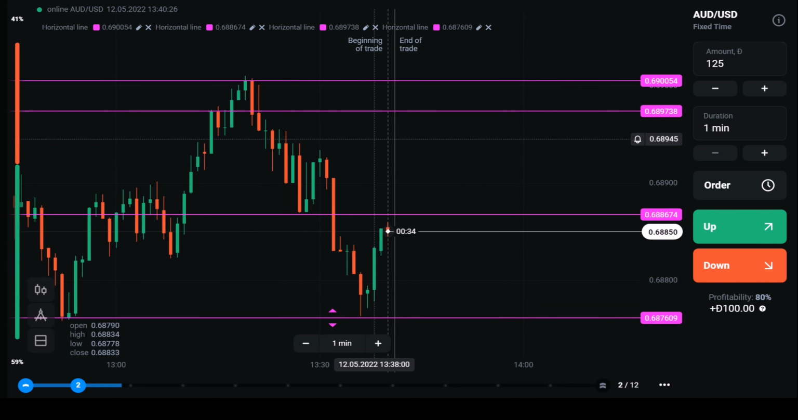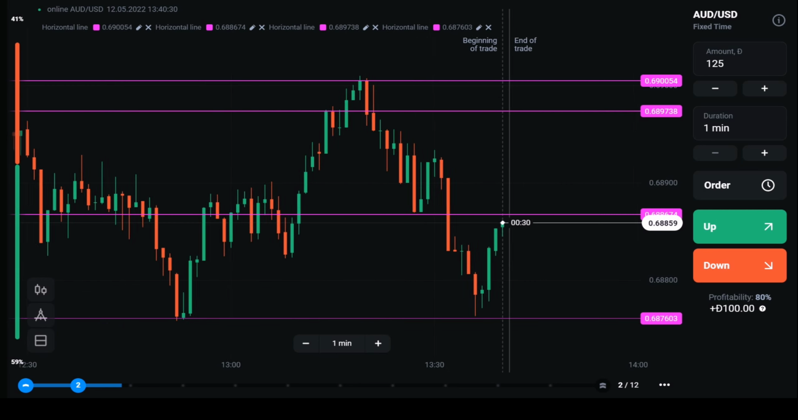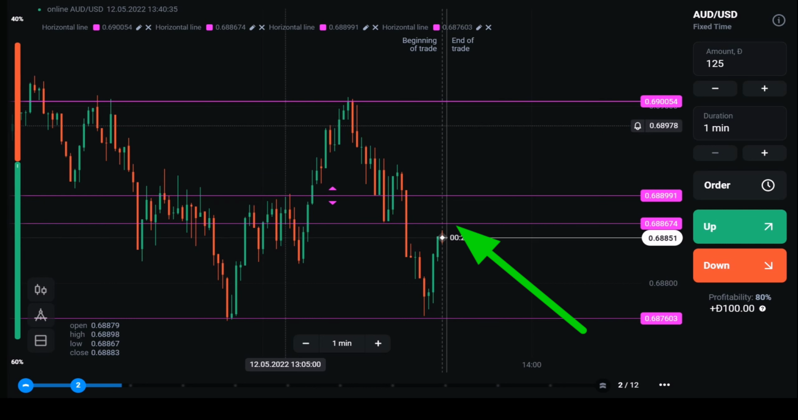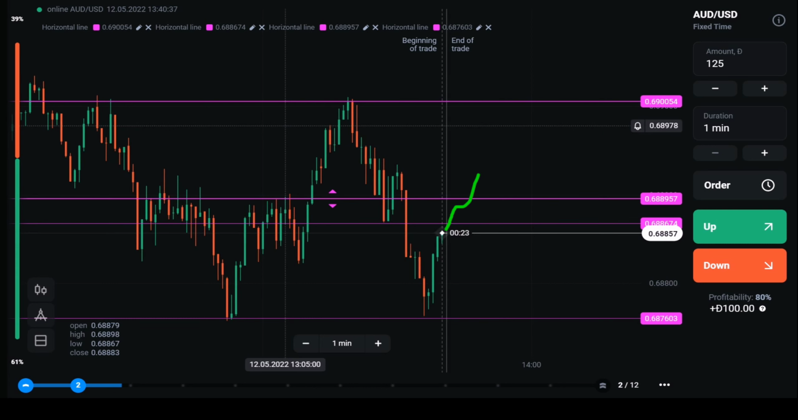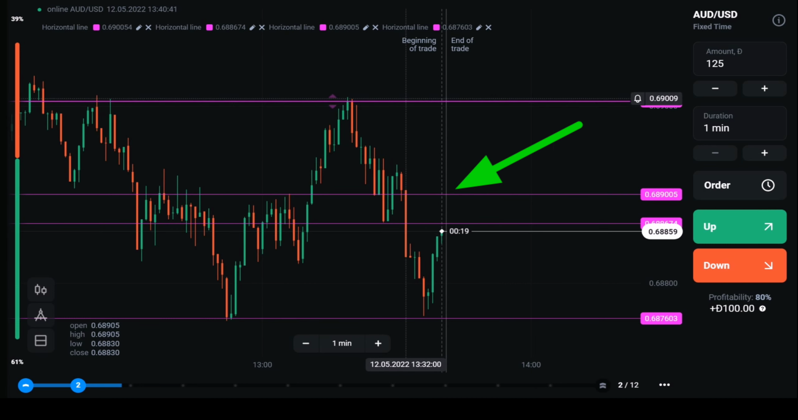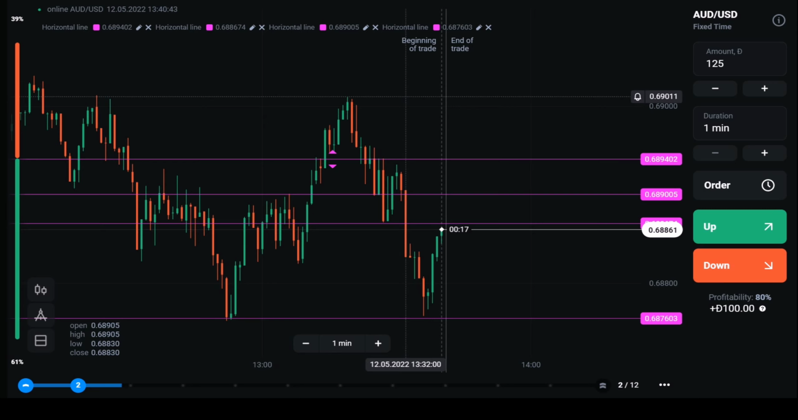So here I have added some support and resistance. Based on this we will take a trade here. I am going to take a trade here because there is a small support. If the candle goes above that too, then I will take a trade of double amount on it, because there is a good resistance there. So let's see what happens.